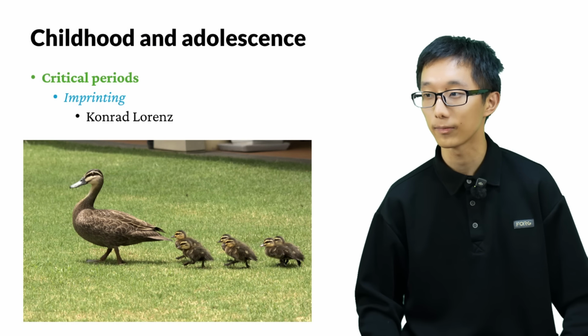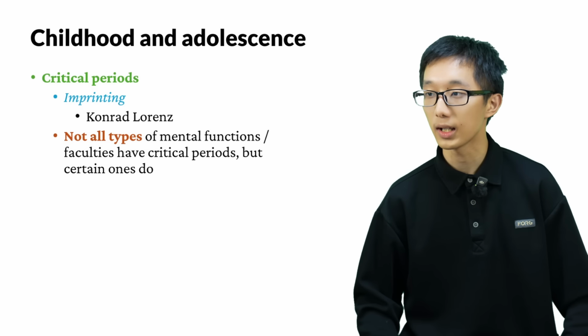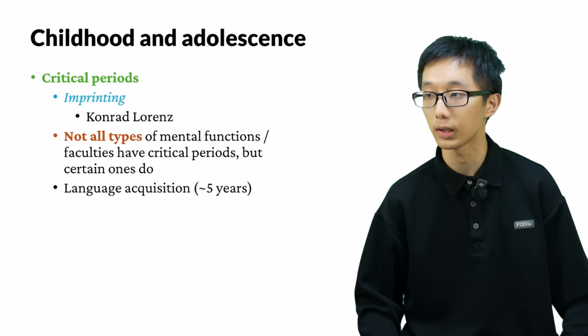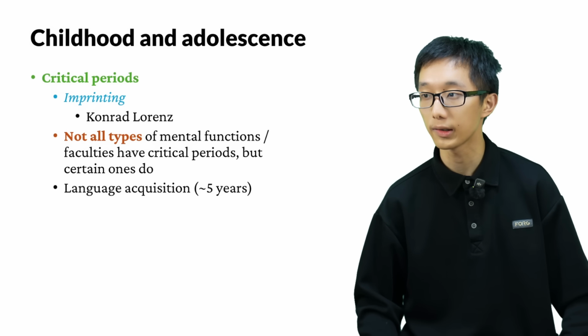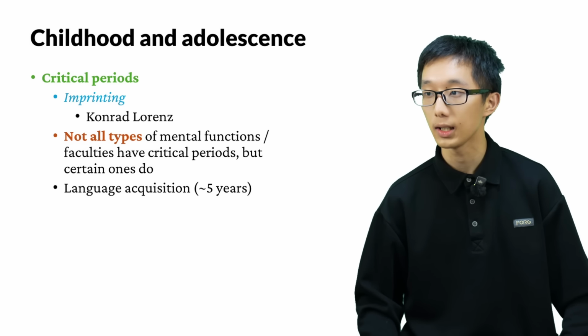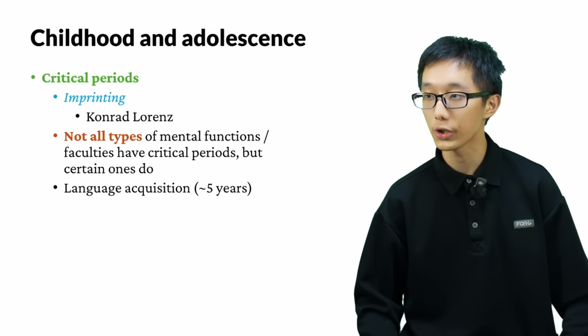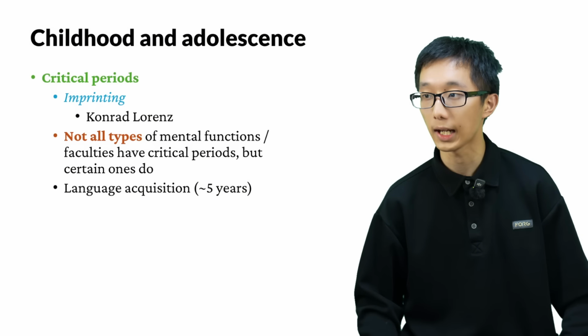long period of time. Critical periods are not present for all mental functions or faculties. Not all of them have critical periods, but certain important ones do. For example, language acquisition is usually considered to have a critical period of 5 years. If a child does not come into contact with any language in the first 5 years of his or her life, then he or she is highly unlikely to acquire proficient language abilities at a later stage of life.